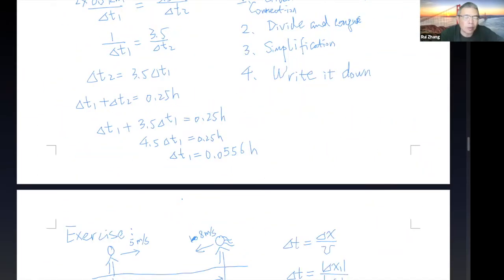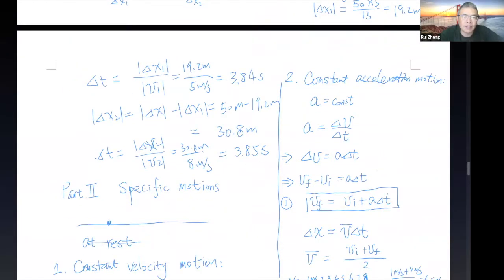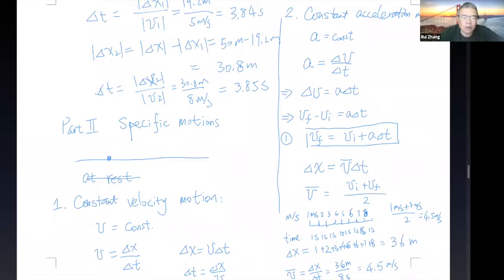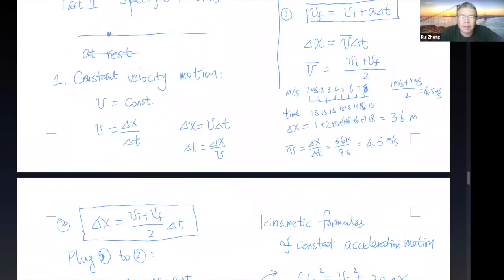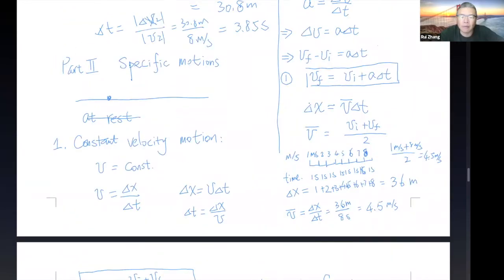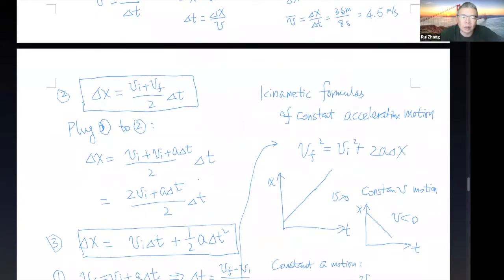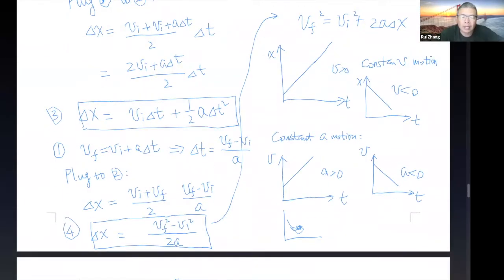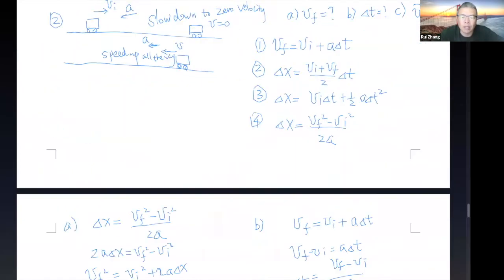Starting from part 2, we talk about some specific kinds of motion. First of all, we talk about constant velocity motion. That's not much to talk about. And then we talk about constant acceleration motion, and that's the most important thing for us. We gave 4 kinematic formulas for constant acceleration, like showing up here, okay? And then we discuss qualitative behavior, and we solve the problem quantitatively.